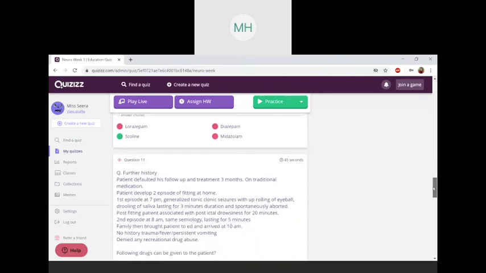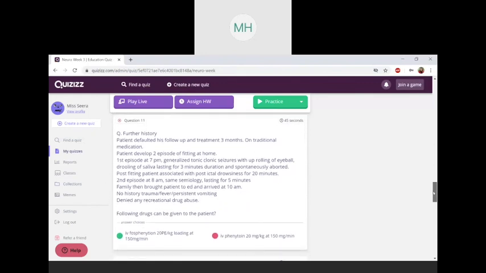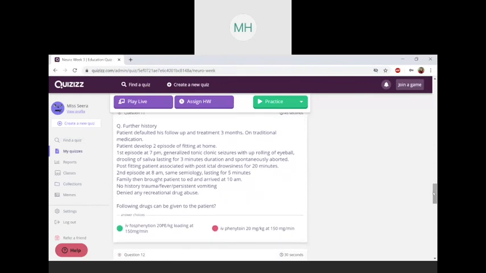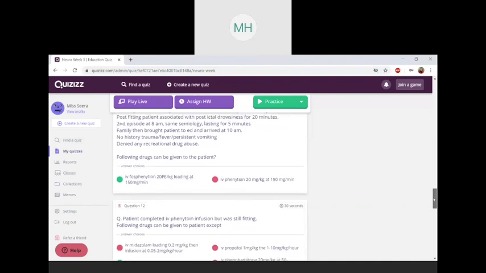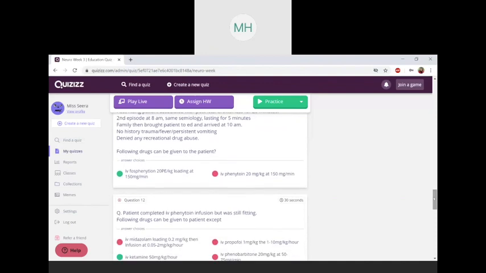All the following drugs can be given to the patient to avoid the fitting, except don't give scoline to a fitting patient. On further history, the patient defaulted his follow-up and treatment for 3 months, and he was on traditional medication. They gave a history of fitting 2 times at home and just before arrival to ED. There was no history of trauma, fever, or persistent vomiting, and no drug abuse. Which of the drugs can be given? Actually, both drugs can be given to the patient. It's just that the IV phenytoin 20 mg per kg should be run at 50 mg per minute, not 150. So there was an error there.